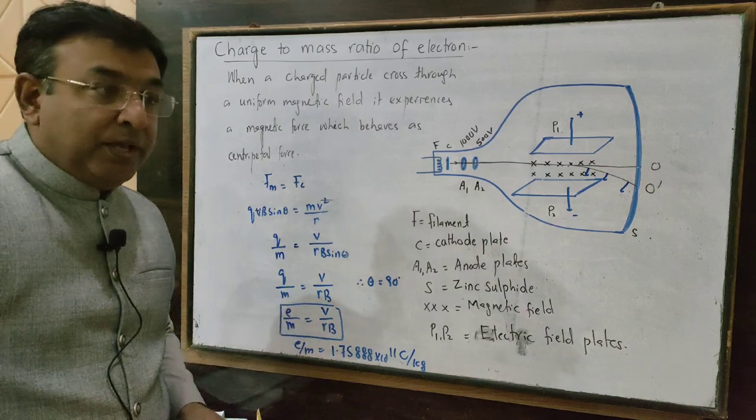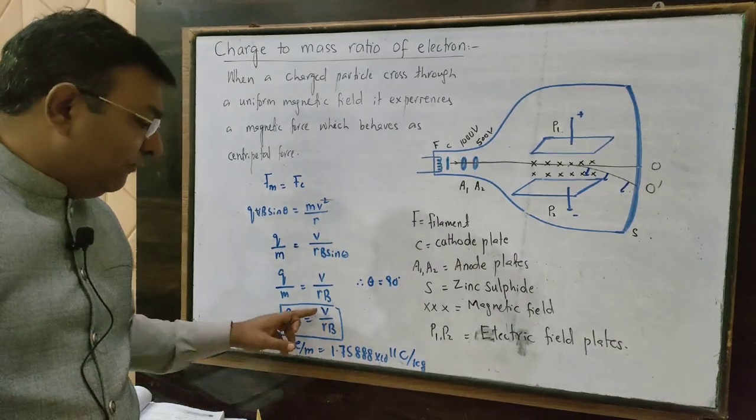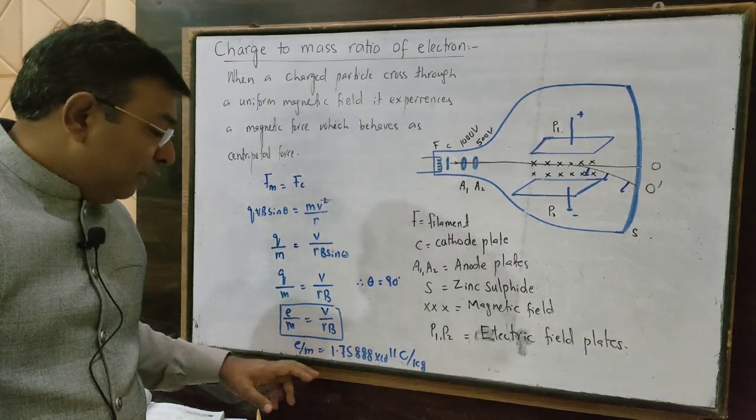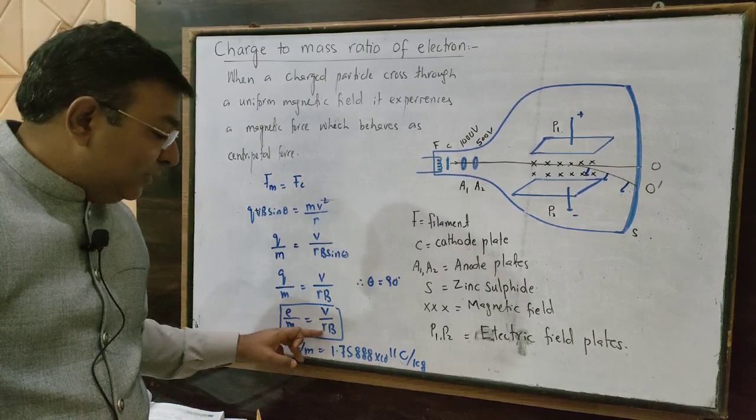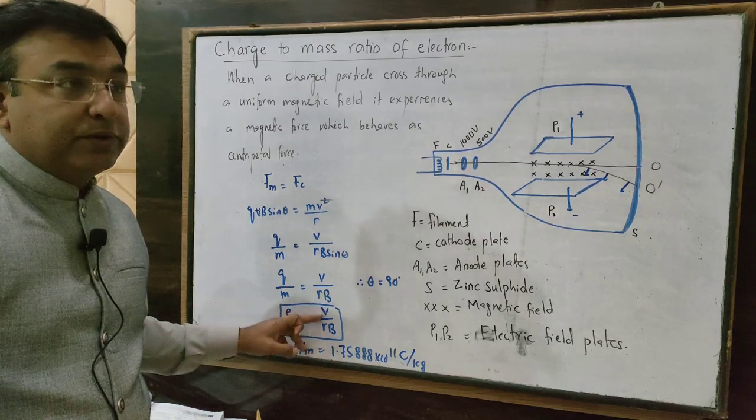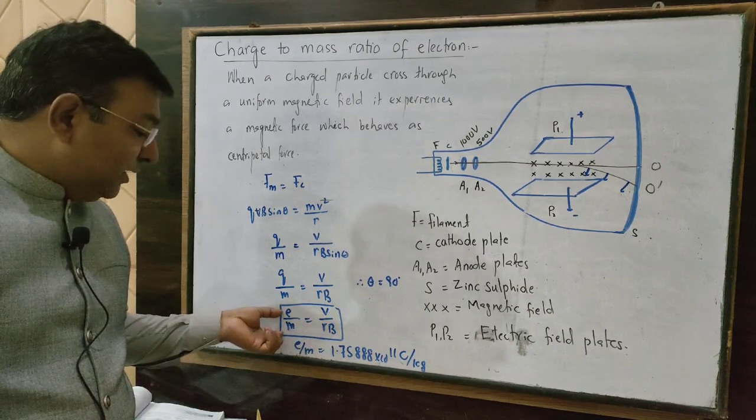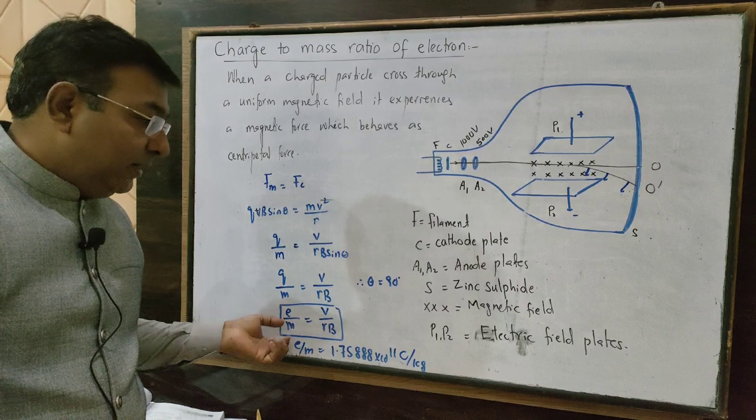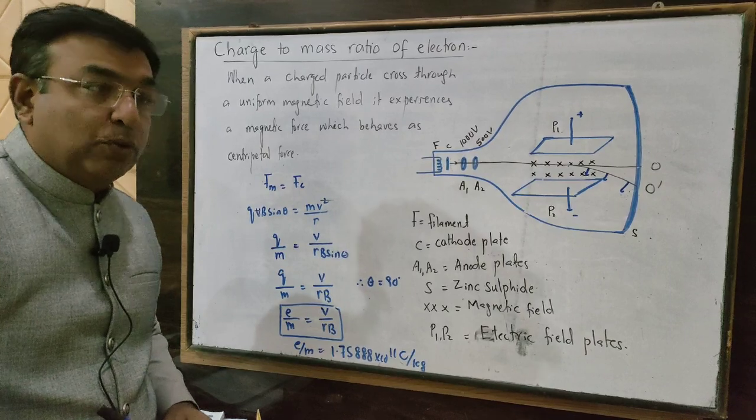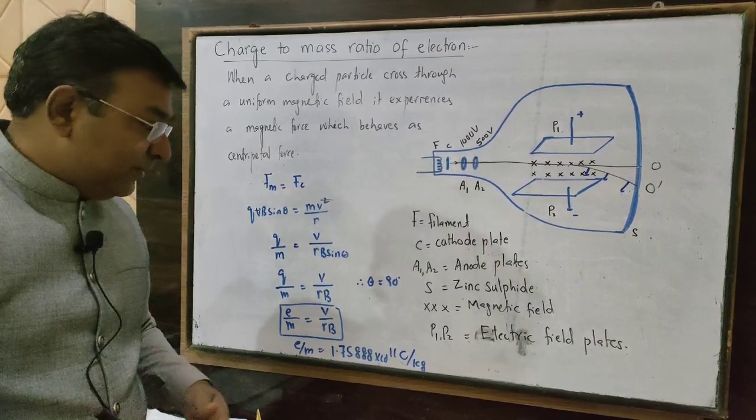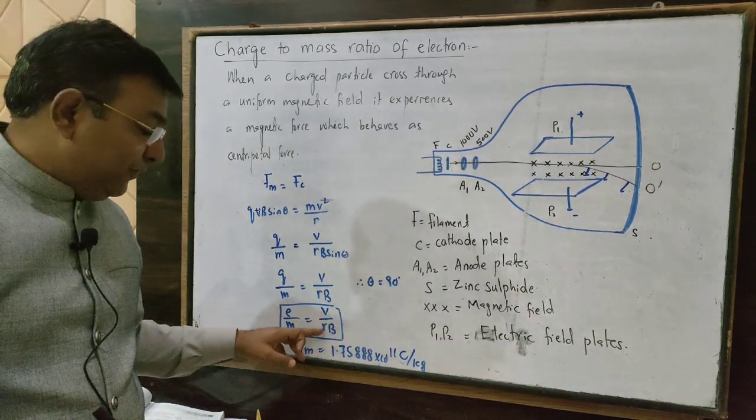In this case, we are just finding the value of charge to mass ratio, v upon rB. But what is the value of v? What is the value of r? If we derive the formulas of velocity and radius, then automatically the formula for charge to mass ratio will change, but the answer remains the same, that is equal to 1.75888 into 10 raised to 11 coulomb per kilogram. In the next chapter, we are going to find the value of velocity and the value of radius.